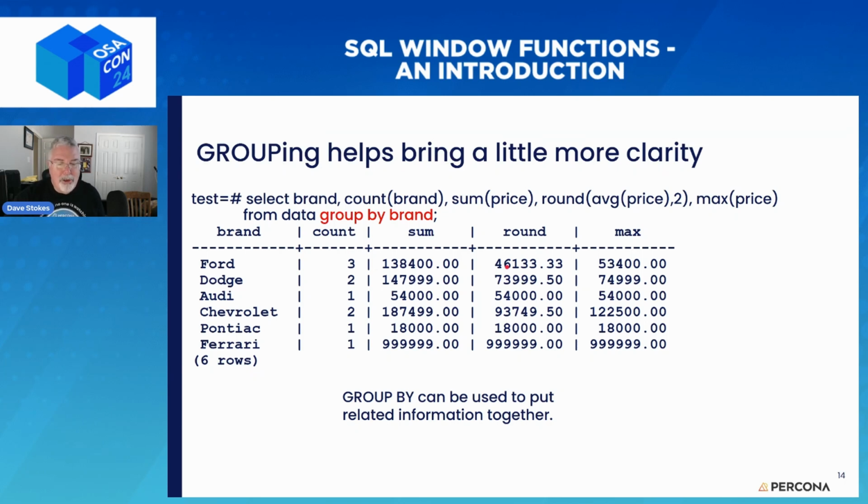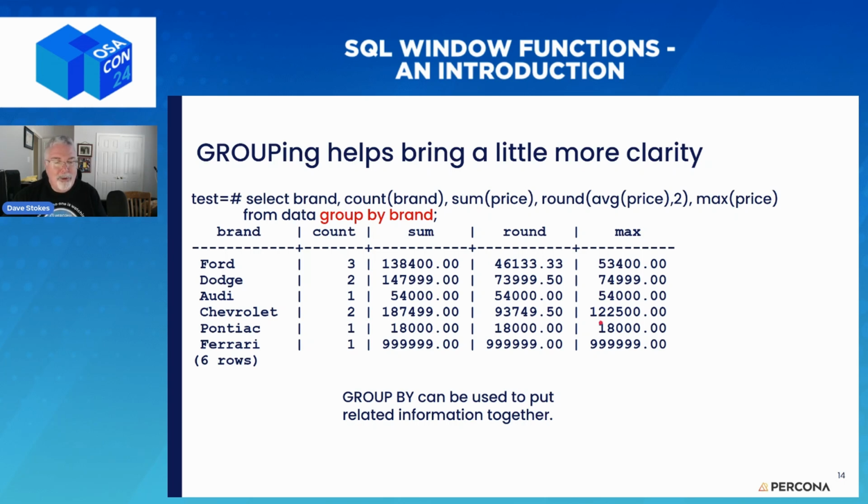This is fairly straightforward. As you see, we have one Pontiac, 18,000. Round that off, for all the Pontiacs we have, that's 18,000. The maximum is 18,000. Here we have 2 Chevrolets, and you see the sum here, the average of those two, and the total price, or the maximum price.